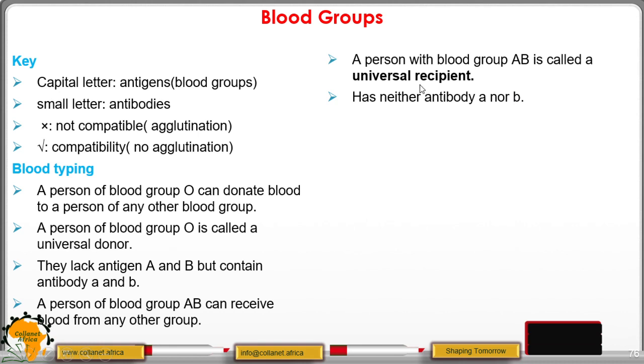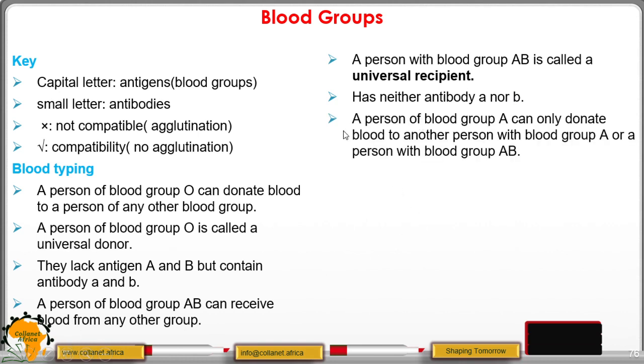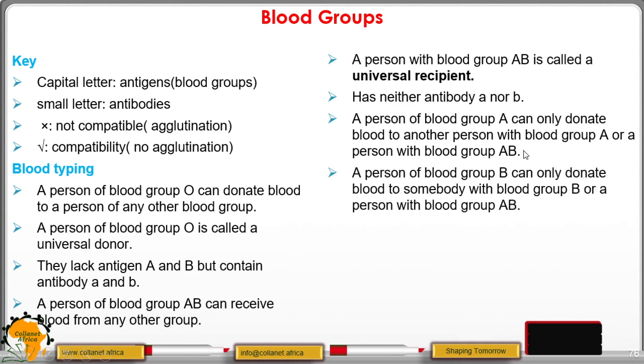This person is called a universal recipient because they are receiving blood from any blood group. A person of blood group A can only donate blood to another person with blood group A, or a person with blood group AB.